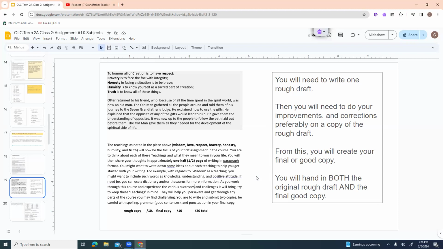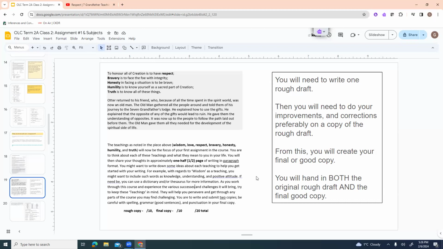Now, sometimes people hand me in a rough assignment and the good copy, and they look exactly the same, except they made their writing neater. So we're going to talk about that and how to handle it a little bit differently, because I think it's a really important point.